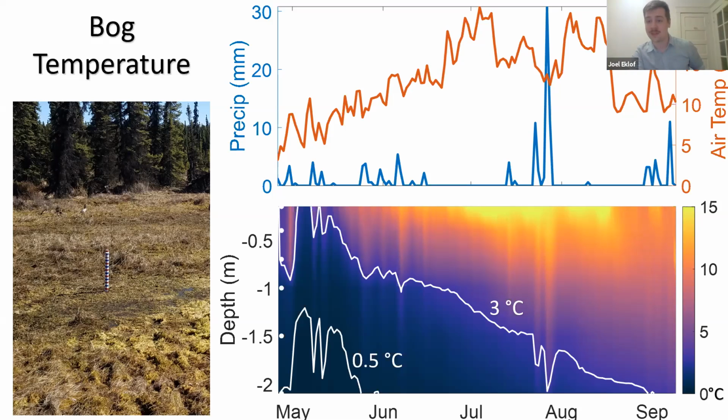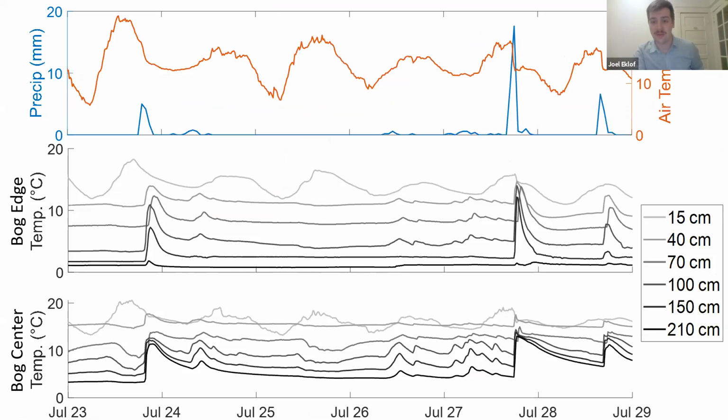temperature. So now zooming in a bit on this large rain event to try and figure out how water is moving through this bog. We have our rain events and air temperature up above. In the middle, we have temperature sensors from the bog edge. The lighter the color, the closer to the surface. The darker the color, the deeper the temperature sensor. We have right here temperature at the bog edge, and then at the bottom at the bog center.